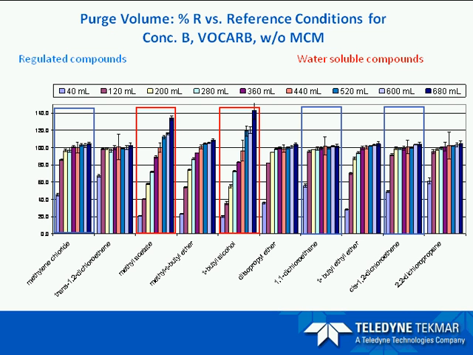Now notice here that most of the compounds are recovered completely at around 280 mL of purge volume, except for those water-soluble analytes. And the methyl acetate and t-butyl alcohol are outlined here for you in red. Now the recovery increases progressively with purge volume.